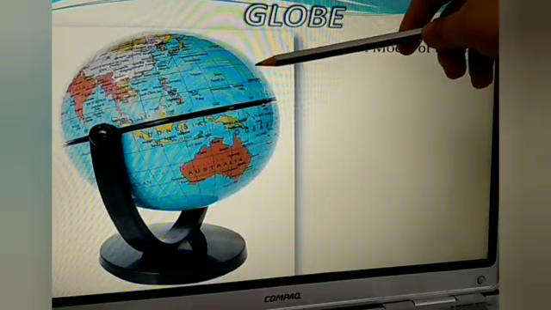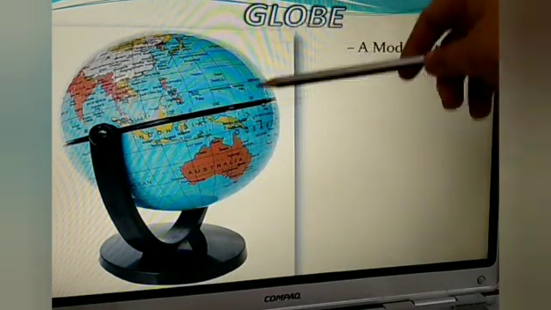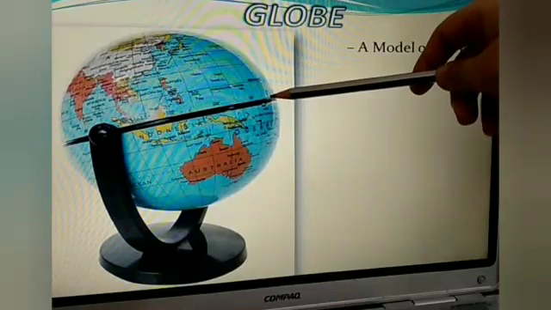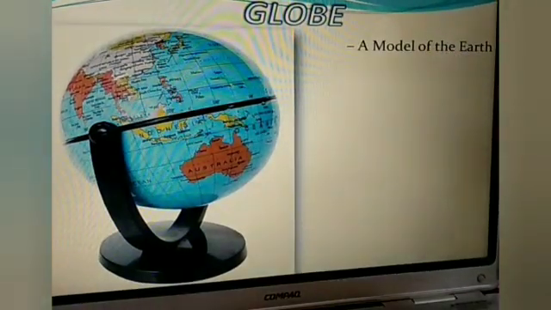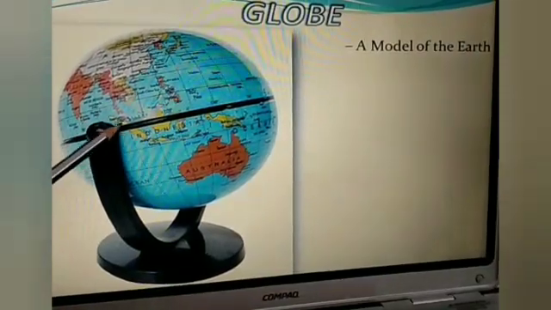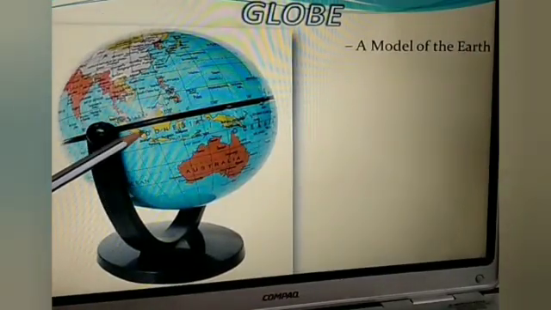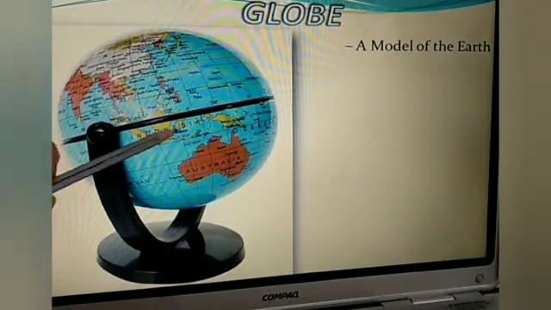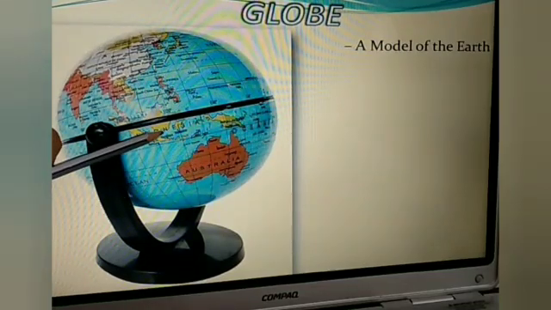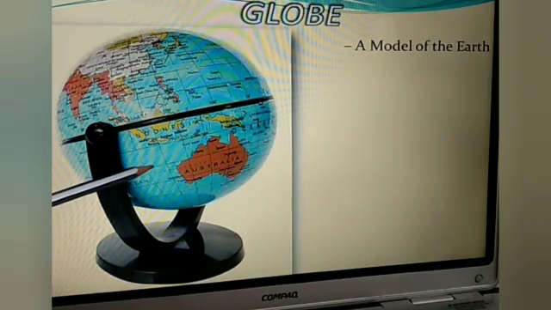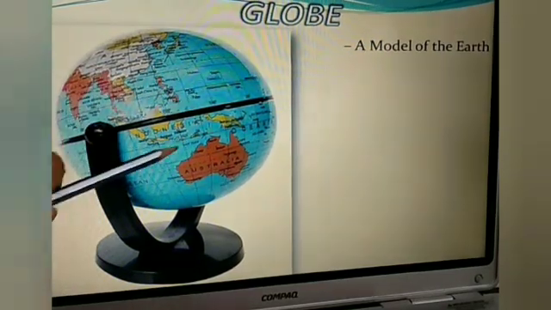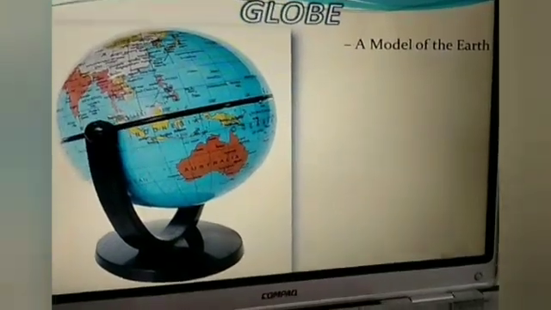What is it? Yes, it is a globe, a model of the earth. What does a globe show? A globe shows shape, location of the continents, oceans, seas, and different countries, etc.